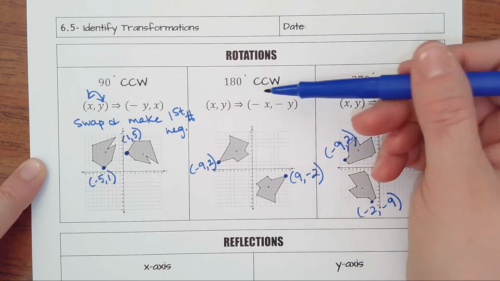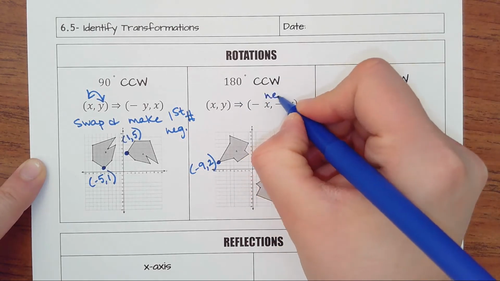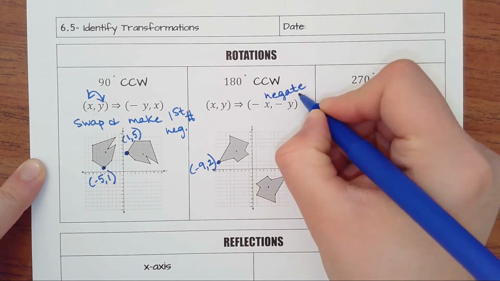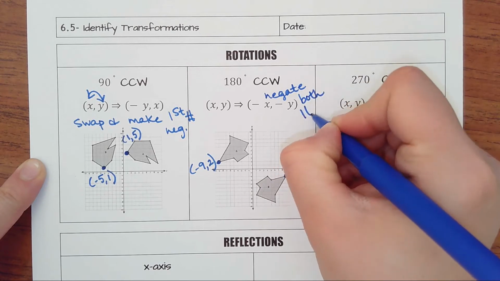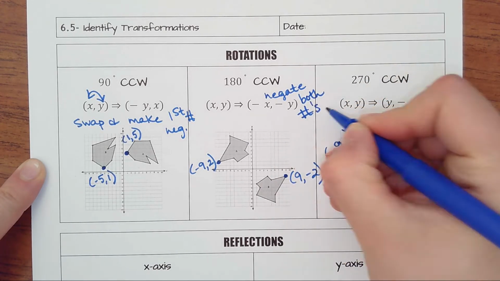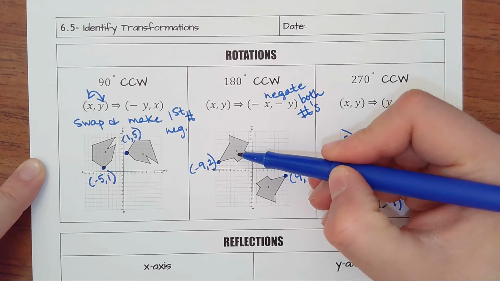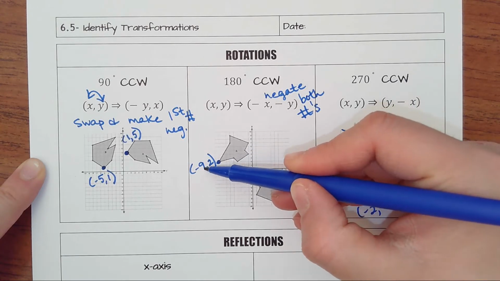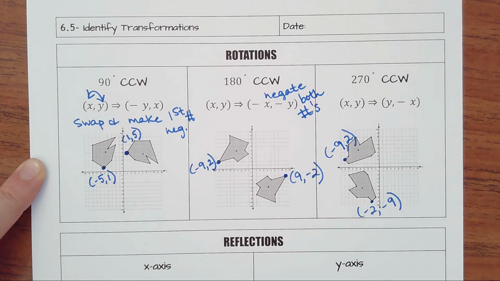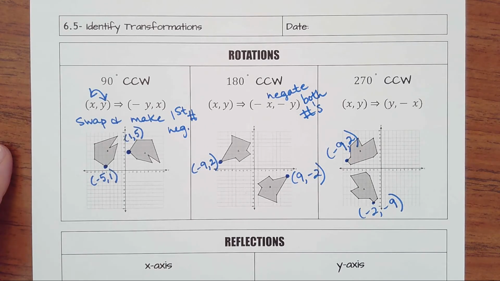Okay, if you had a 180-degree counterclockwise rotation, you would take your ordered pair, and you don't swap the places, you just negate them. So negate both numbers. And when I say negate, it makes it the opposite sign of what it was. So for example, shape A, I picked this little point here. This is at (-9, 2). You would negate both of them and make it now (9, -2).